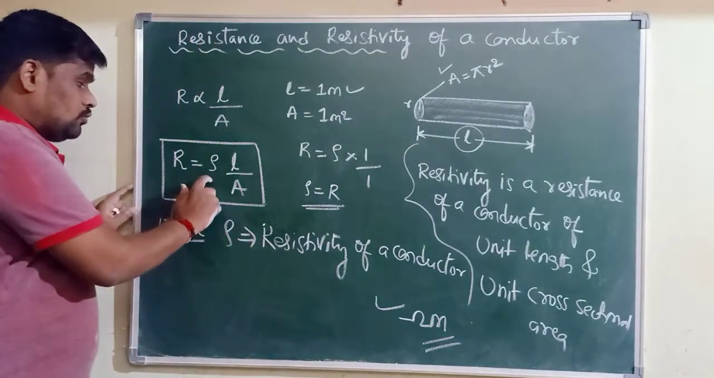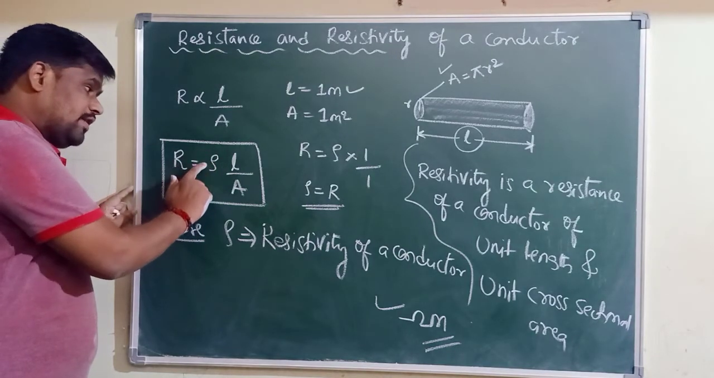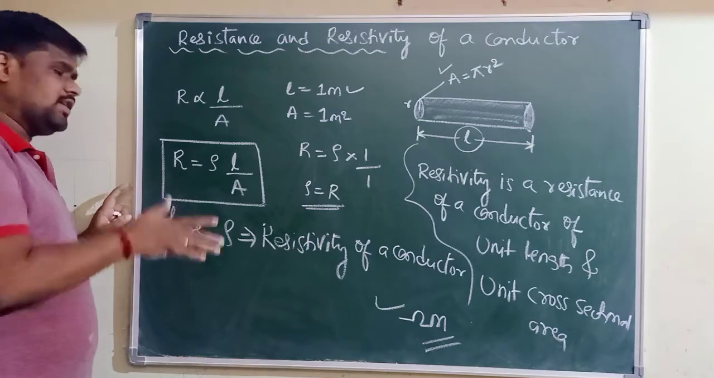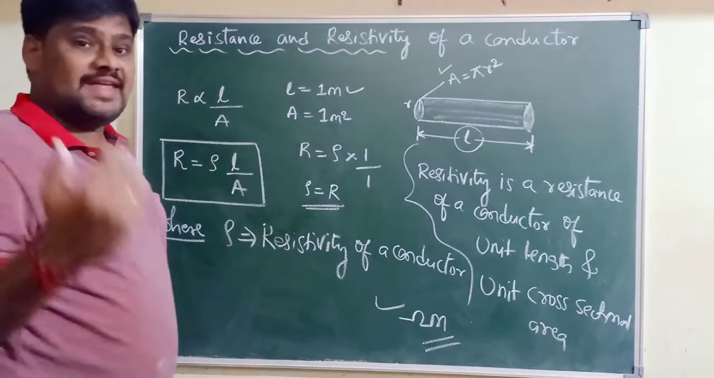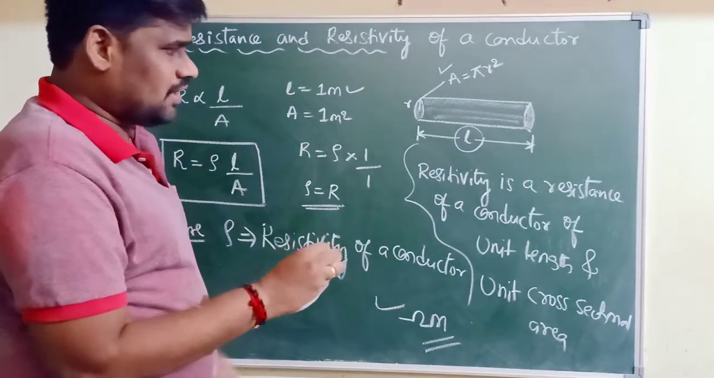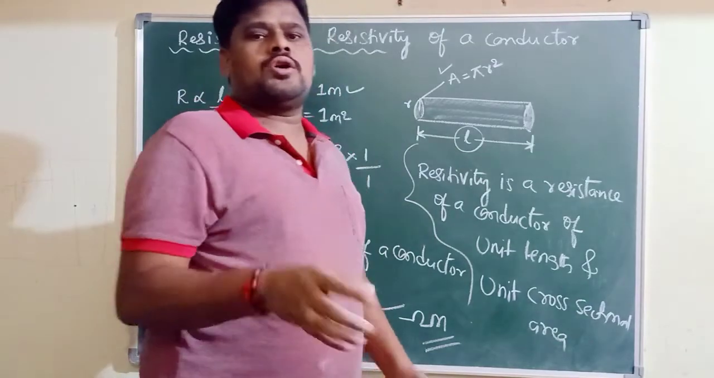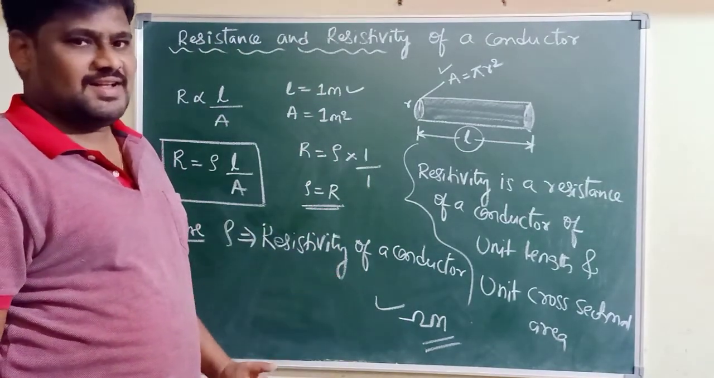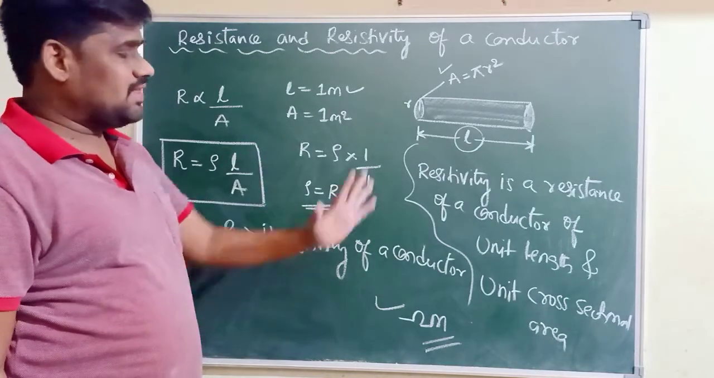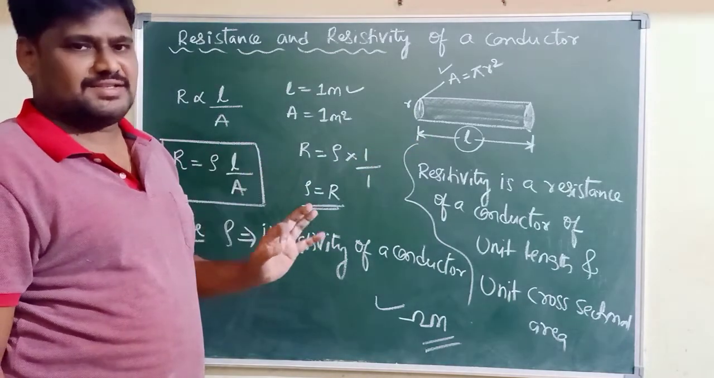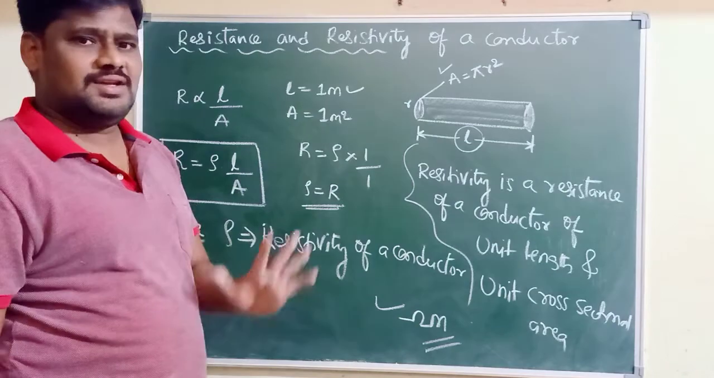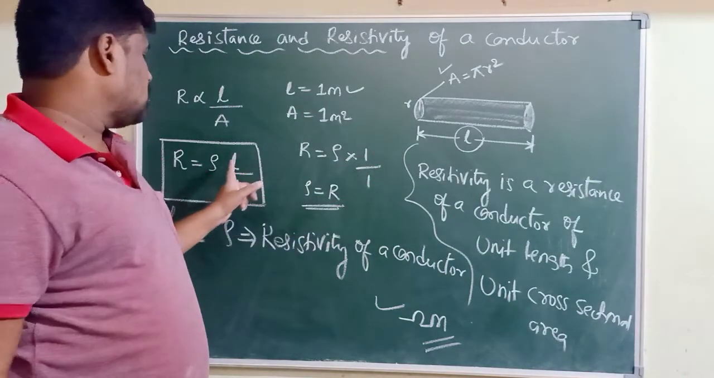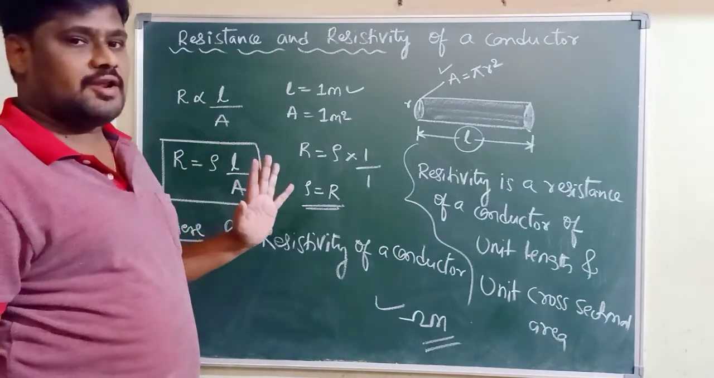Looking at this formula, you will definitely be bluffed. Resistivity depends on what? Length and area of cross section. Unfortunately, resistivity does not depend on length and area of cross section of a conductor. That I will clear in the next class. In the next class we will do a derivation, in which you will understand how resistivity does not depend on length and area of cross section.